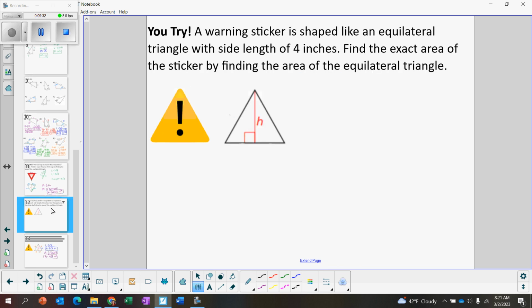So you try the last one. We have a warning sticker shaped like an equilateral triangle with a side length of 4 inches. Find the exact area of the sticker. Pause. When you're ready to see the answer, hit play.